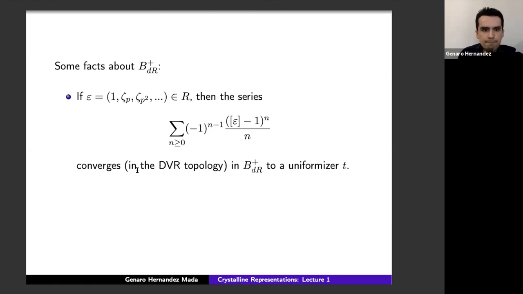Well, something else about this is that if g is an element in the Galois group, then g of T, this uniformizer, is actually given by the cyclotomic character, okay? Well, and this is the ring B_dR plus, okay?